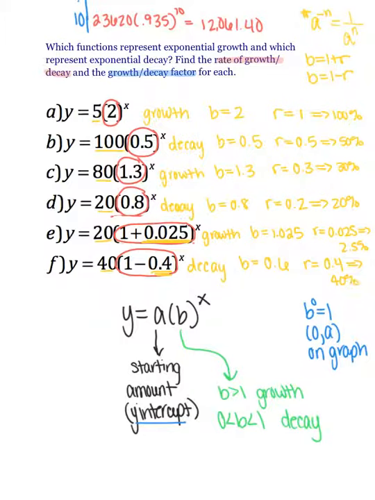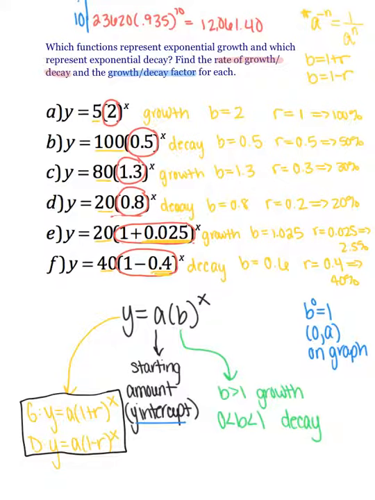So what this also allows me to do is I can have a spin-off formula for growth and for decay. For growth, I could write this as y equals a times 1 plus r raised to the x. And for decay, I could write this as y equals a times 1 minus r raised to the x. And I feel like these are actually more common to see in textbooks. They like to split these up into growth and decay.